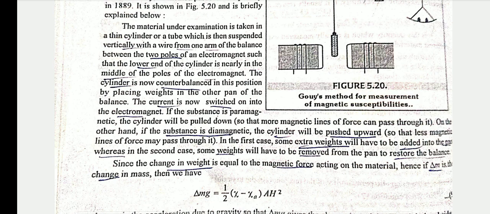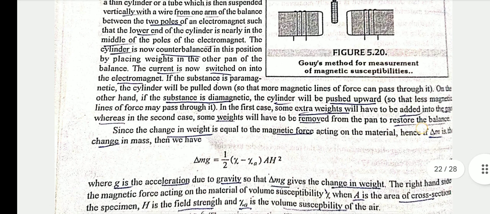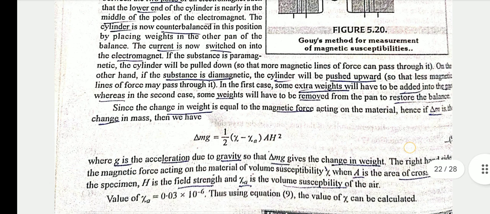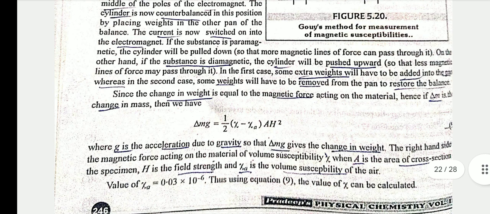On the other hand, if the substance is diamagnetic, the cylinder will be pushed upward so that fewer magnetic lines of force may pass through it. In the first case, some extra weights will have to be added, whereas in the second case some weights have to be removed from the pan to restore the balance, since the change in weight is equal to the magnetic force acting on the material.